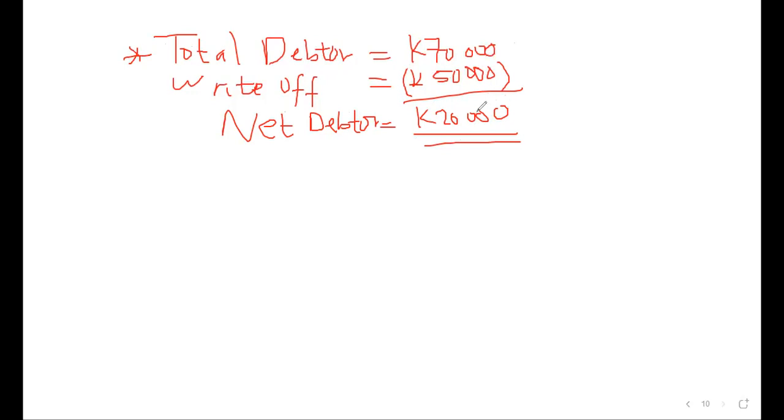So meaning you have the total debtors, or total customers who have bought on credit, of 70,000. Now you write off 50,000. You are going to have the net debtors of 20,000. In the balance sheet it will be the same way: total debtors less write off. This one will be an expense. It's a bad debt, so it will go to the expense in the income statement.